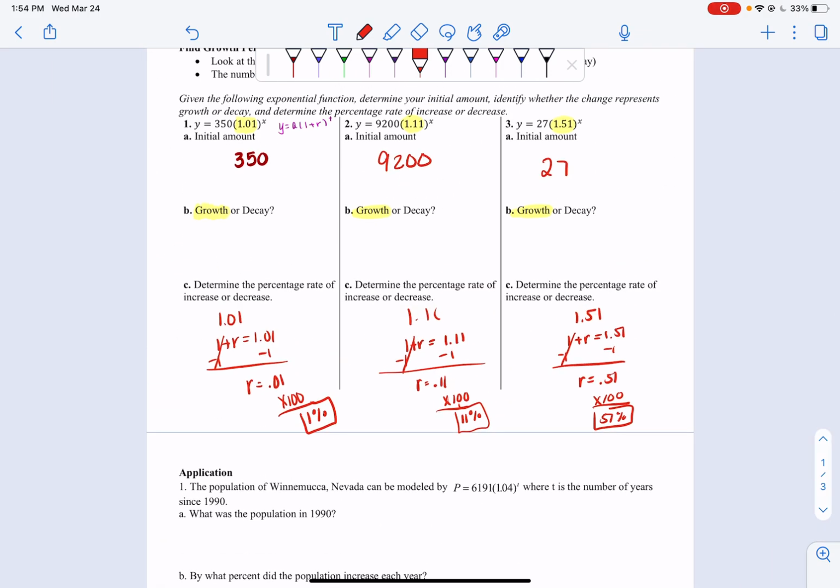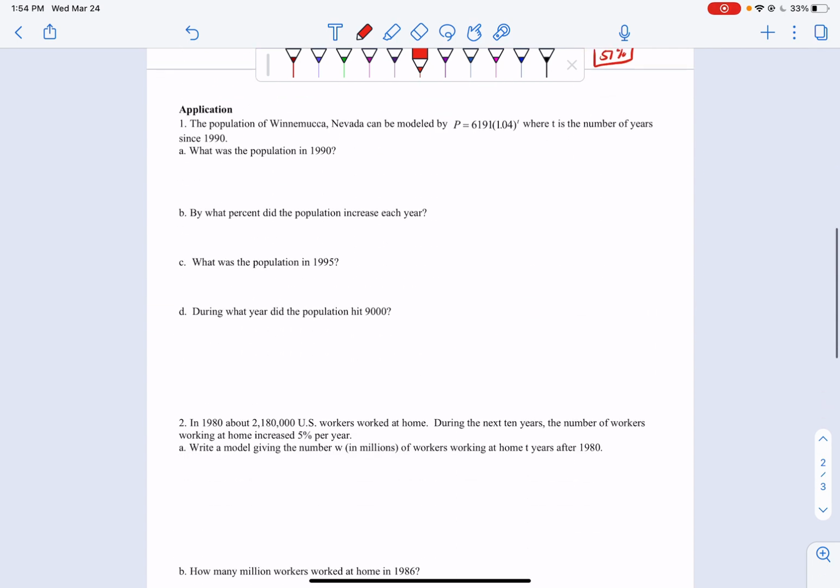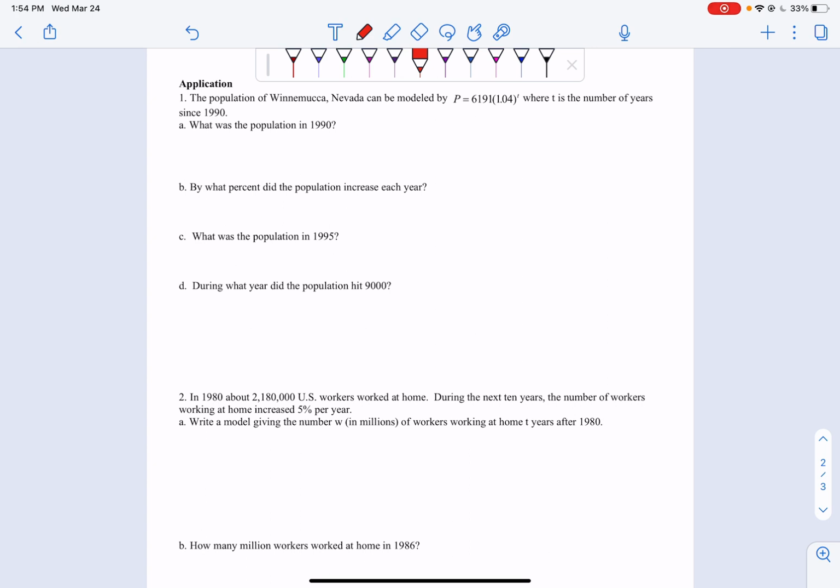Okay. Now let's go on to some word problems where we actually have to do some solving. Application. The population of Winnemucca, Nevada, I think that's how you pronounce it, I'm not sure, can be modeled by p equals 6191 times 1.04 to the t power, where t is the number of years since 1990. This is very important to pay attention to because we're not starting at year 0, we're starting at 1990, which is our year 0.